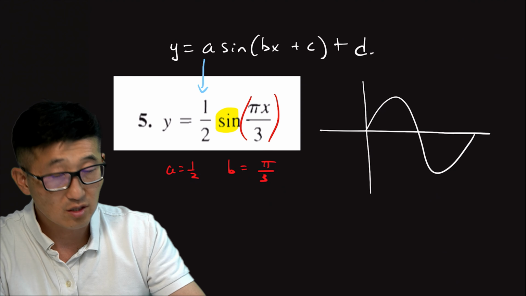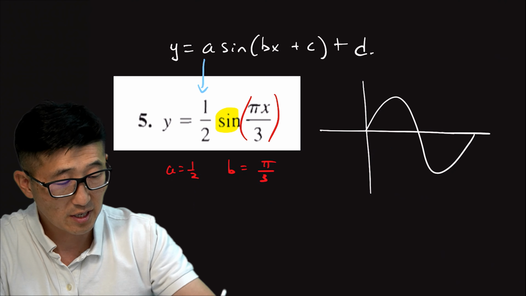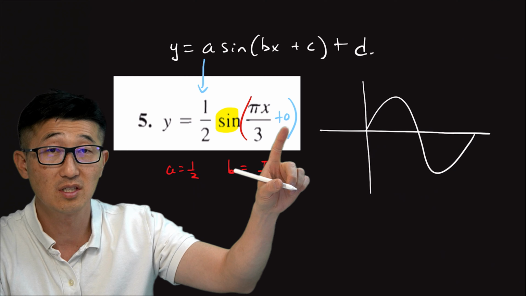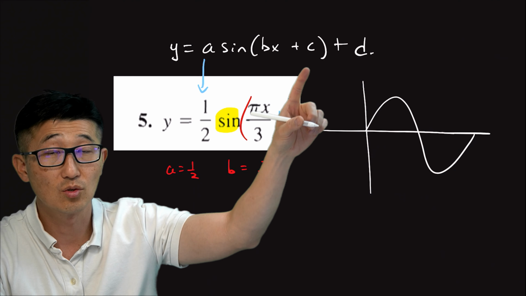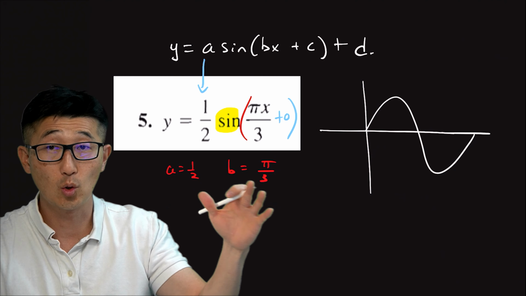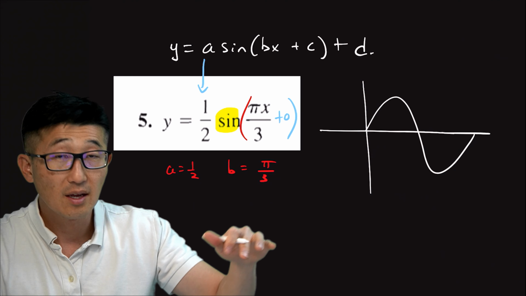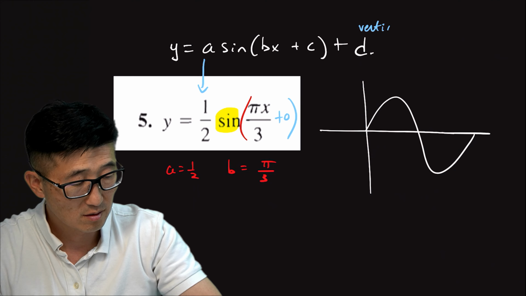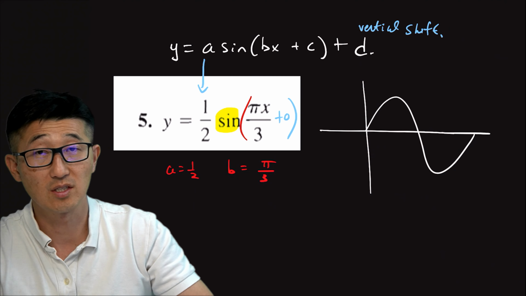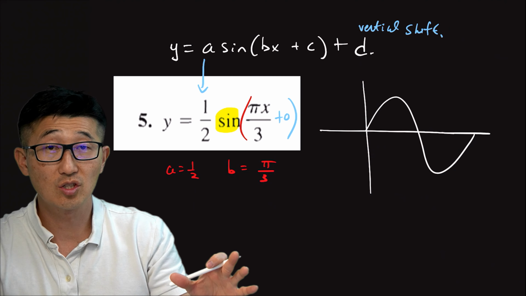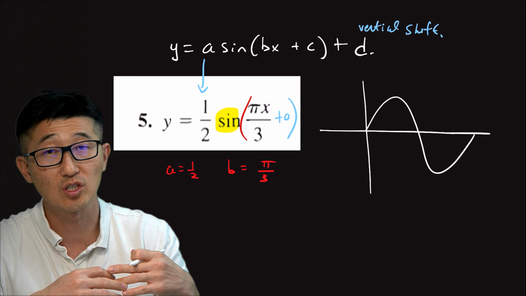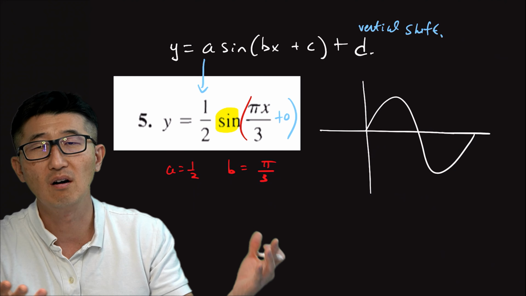Now, C's not here because C is a number that's being added, but since it's not there, you can look at it like this: plus 0. C is for the horizontal shift, and I'll show you that in a bit. And D is your vertical shift. Don't worry, we'll do one with all of these. I'm going to start off with a really complicated one, and then the rest will become like, it's not that bad. So now don't die on me yet.